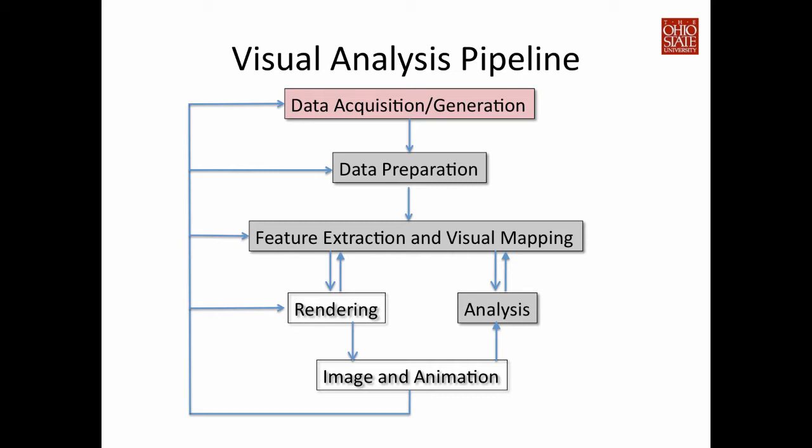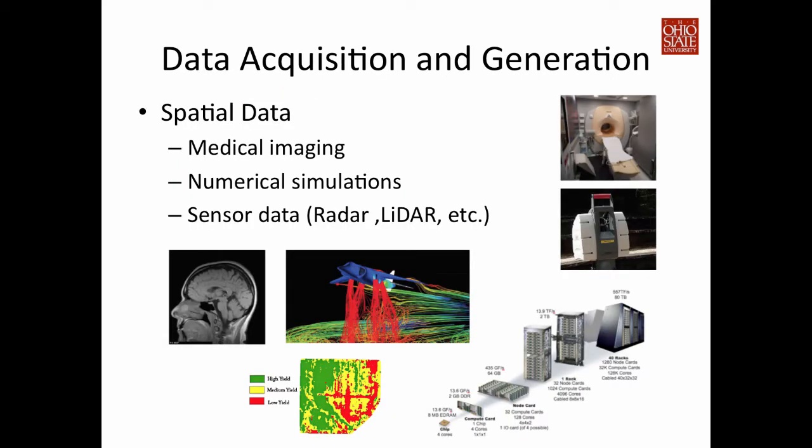In addition to analysis, we need to perform rendering, which is the topic of computer graphics. And finally, the rendering generates images or animations. From this output, we might need to go back to redo the data acquisition or preparation or any of the steps in this visualization pipeline. Now let's look at some of the steps in more detail.